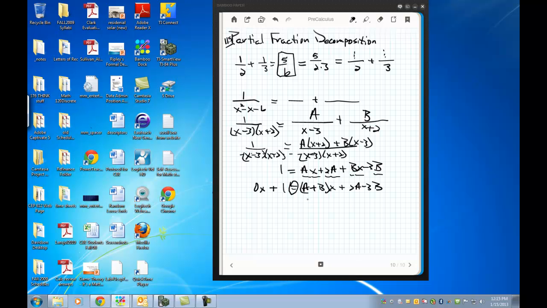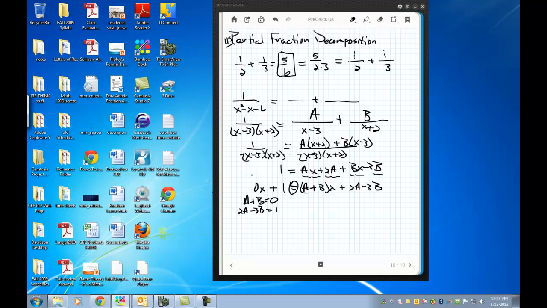So whatever's going on the left-hand side has to be going on the right-hand side. In other words, because a plus b is the coefficient of x, and 0 is the coefficient of x on the left-hand side, I can equate those two things. I can say that a plus b equals 0. Similarly, because 2a minus 3b is the constant term on the right-hand side, and 1 is the constant term on the left-hand side, I can equate those. So I know that 2a minus 3b equals 1.